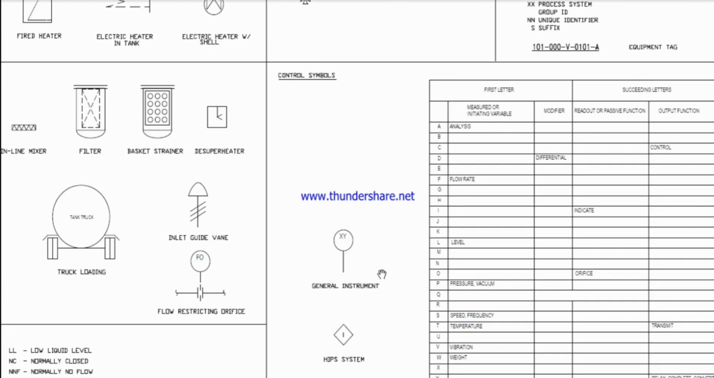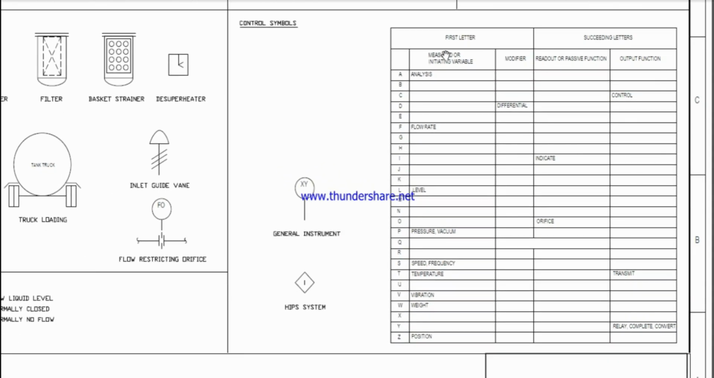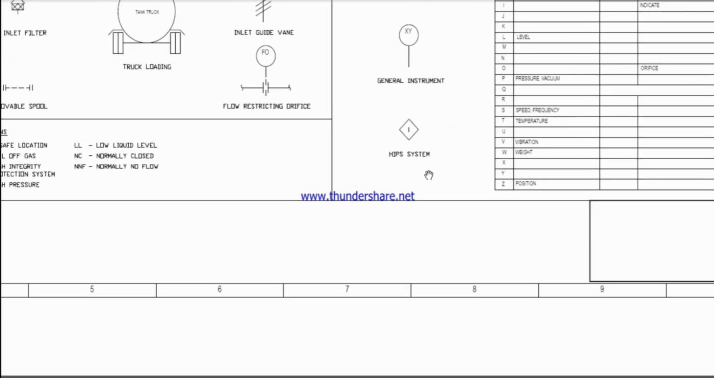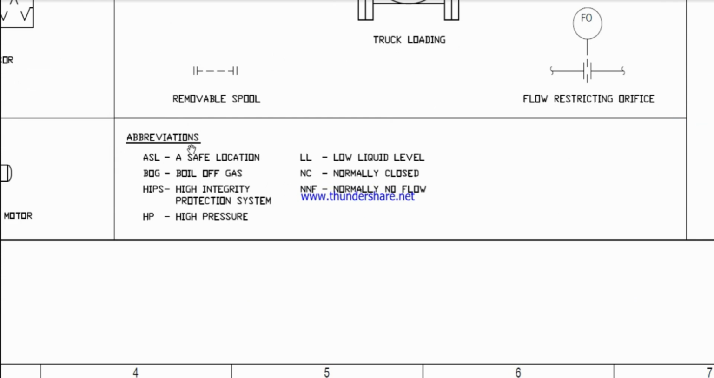And this table is used to tag instruments. Like A, as a variable, stands for analysis, B is for flame, W is for weight. Similarly, the D modifier is used for differential, letter I is for indicate, and for output function, control is shown by letter C. Kindly refer to our P&ID video along with this to have a better understanding of symbols and instruments. Abbreviations are shown here, like ASL stands for a safe location.